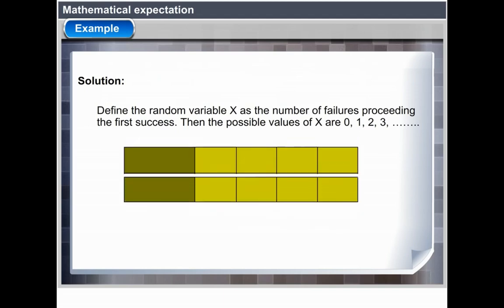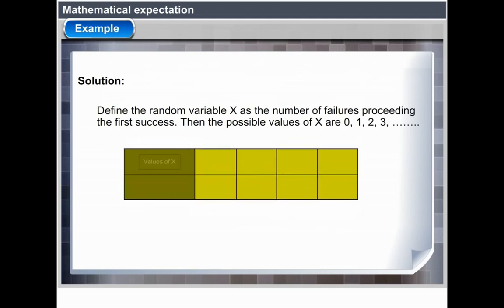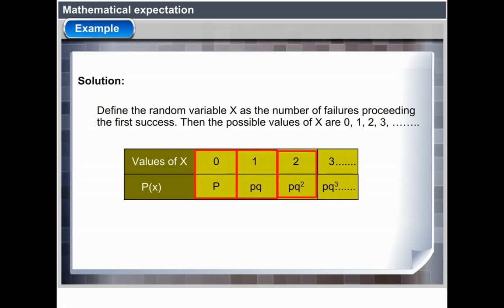Now we put it in a tabular column with two rows. One is values of X, another one is called p(x), the probability values. The values of X are 0, 1, 2, 3, etc. Then the probability values are p for the value 0, pq for the value 1, pq square for the value 2, pq cube for the value 3.